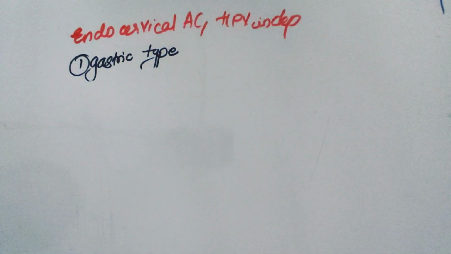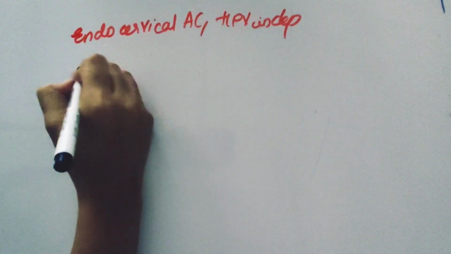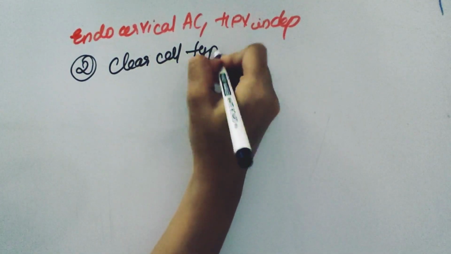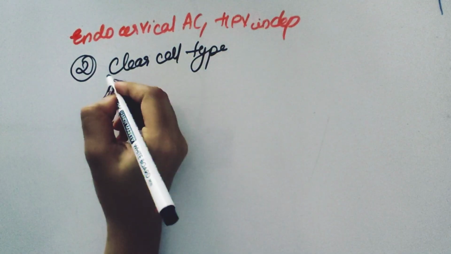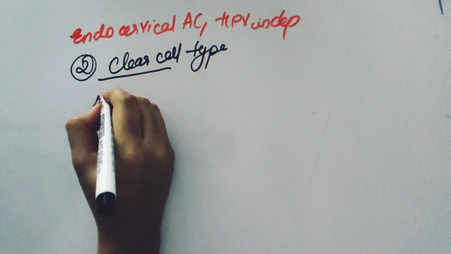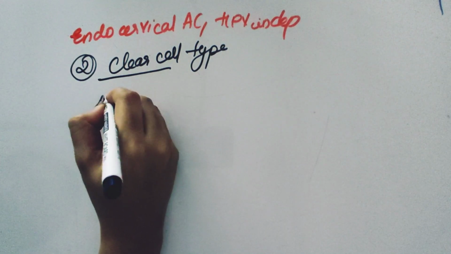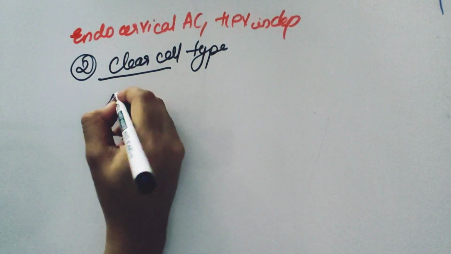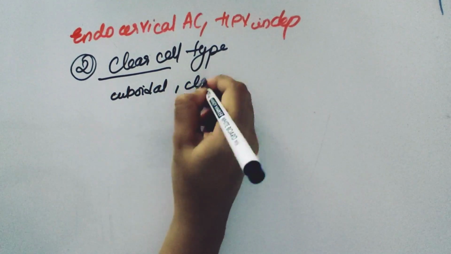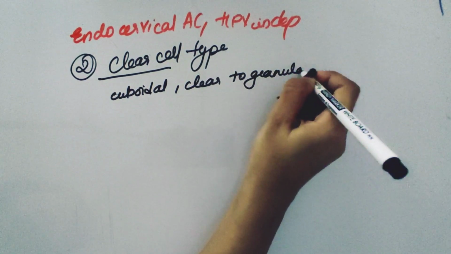Now we are going to clear cell type. So clear cell type, as the name suggests, clear cell. So you will be having adenocarcinoma with cuboidal cells with clear to granular eosinophilic cytoplasm.